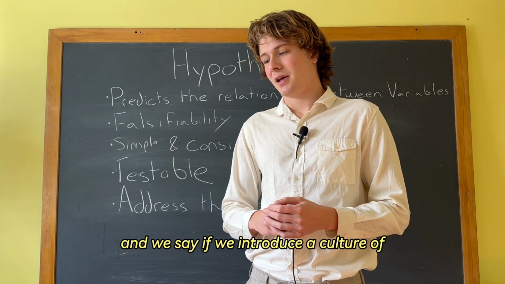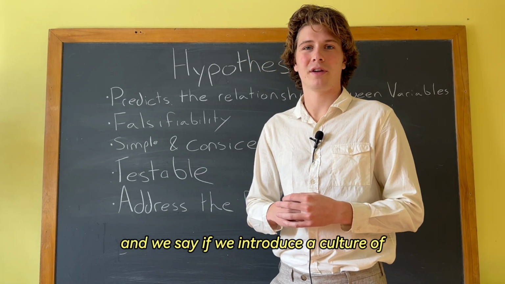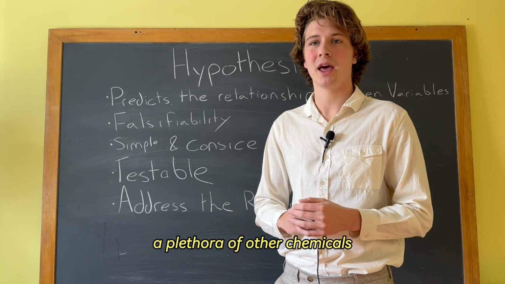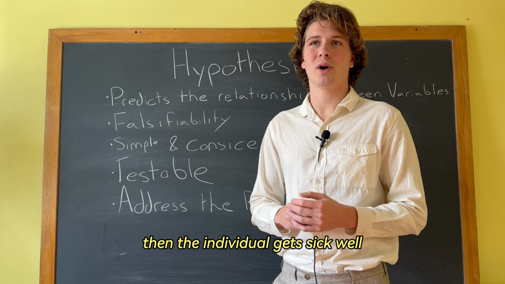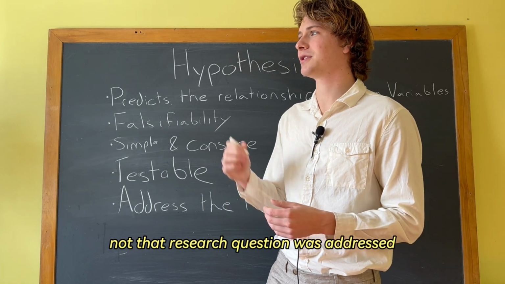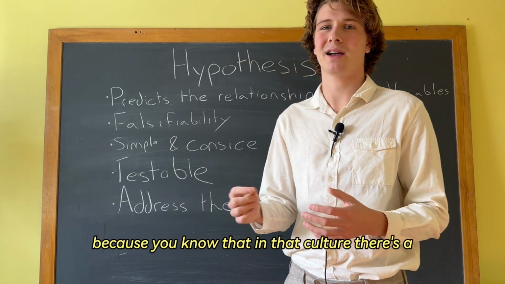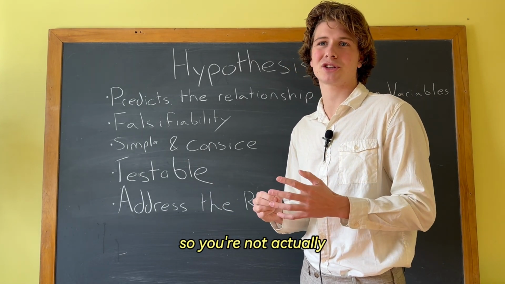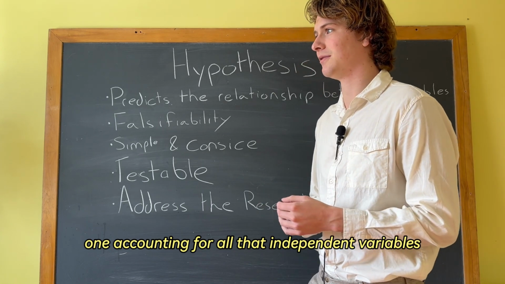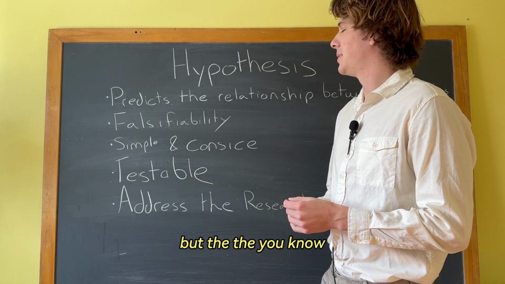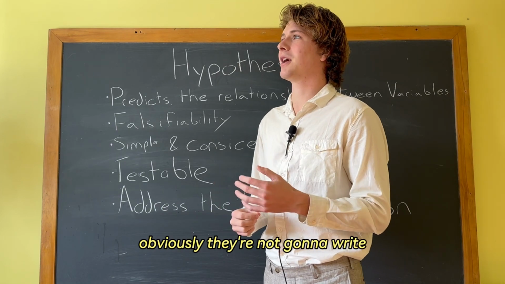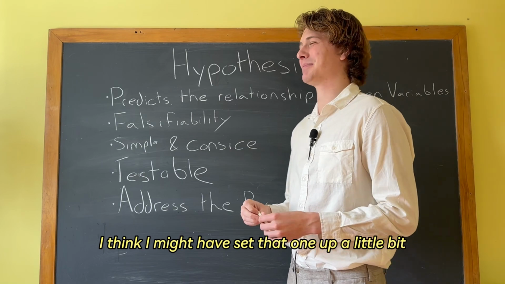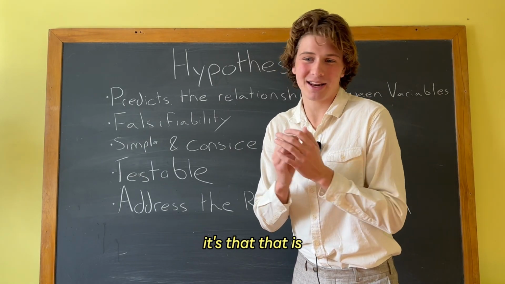And we say, if we introduce a culture of bacteria in which the culture contains a plethora of other chemicals, then the individual gets sick. Well, you can't really decipher whether or not that research question was addressed, because in that culture there's a whole different amount of chemicals there, right? So you're not actually accounting for all the independent variables, which we'll discuss here in a moment. But obviously they're not going to write the hypothesis in that way either, right? I think I might have set that one up a little bit, but that's the case, right?